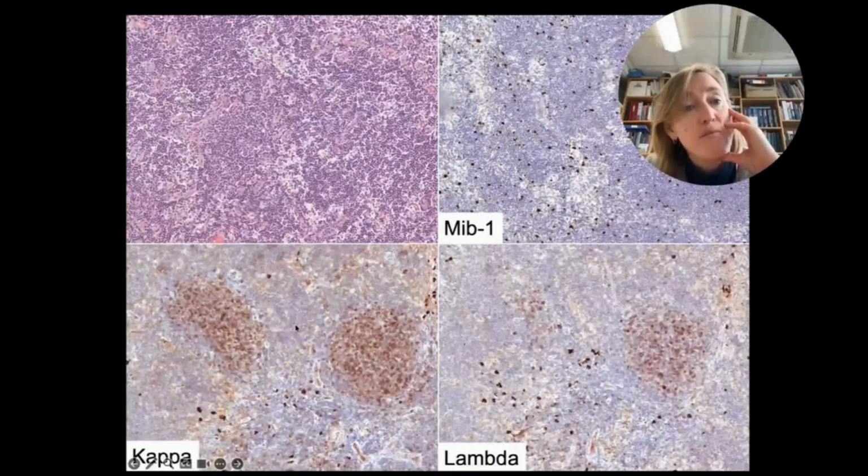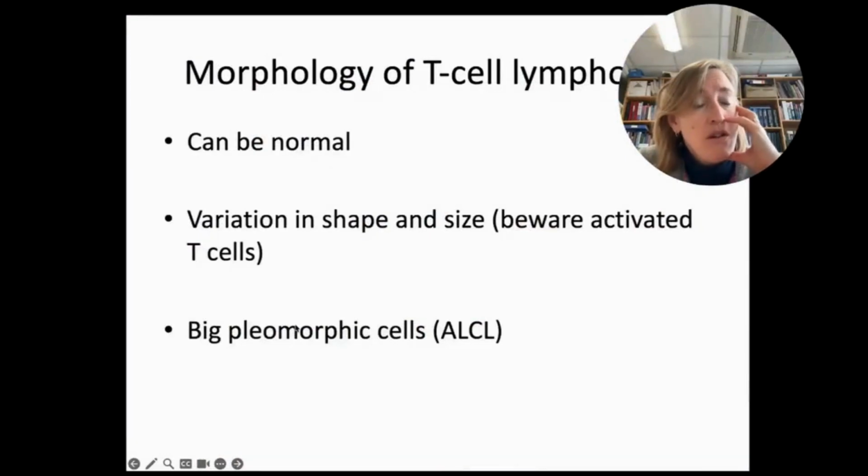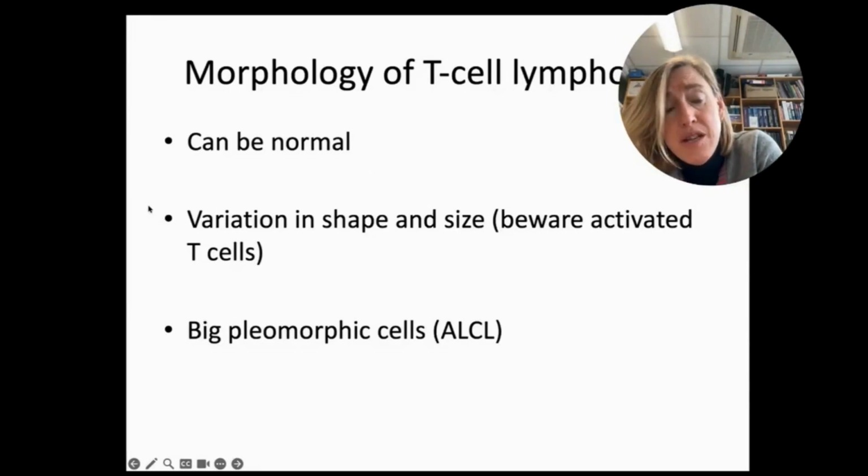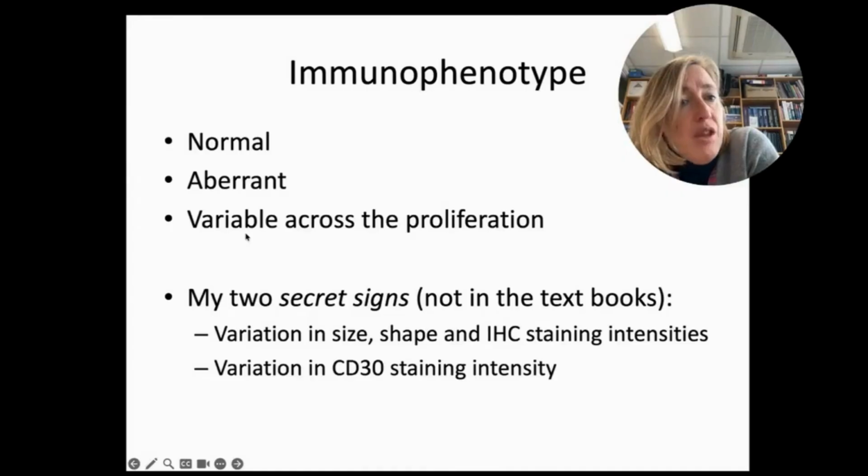worry most about. So I've said that the T cells in T cell lymphoma can be normal, but they can also show some variation in size and shape, but so can activated benign T cells, so do be careful. But sometimes the morphology is obvious and you've got big pleomorphic cells, which we'll come across in a minute. The immunophenotype can be normal, which makes it difficult to diagnose a T cell lymphoma, may be aberrant, and can vary across the T cell proliferation.